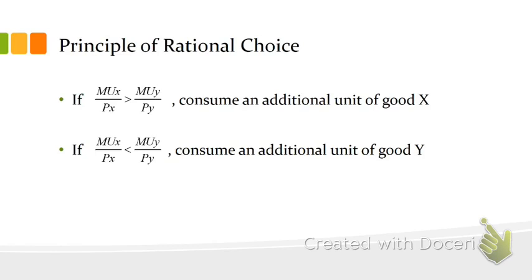So the principle of rational choice says if the marginal utility of X over the price of X is greater than the marginal utility of Y over the price of Y, you're going to consume more of good X. And if the Y ratio is greater, you're going to consume more of Y. That's what you would do. Any questions there?